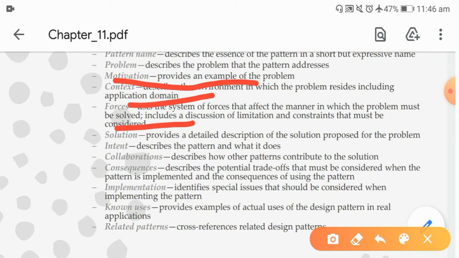What is the solution? Provide a detailed description of the solution proposed for the problem. That is, if the user says balance inquiry, then you can say that this is your name and your balance is this much. So this is the solution.